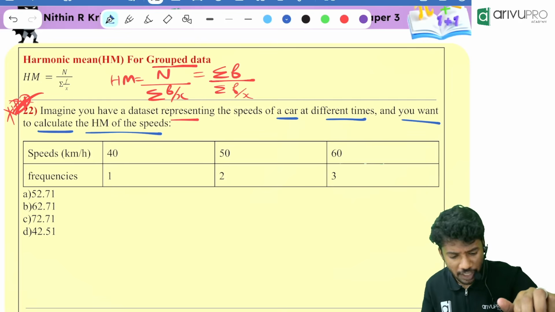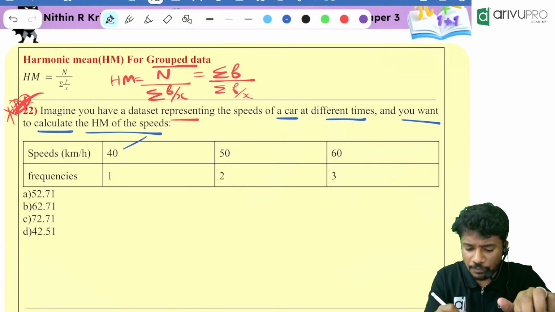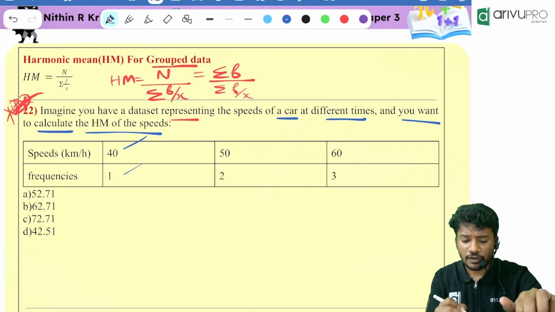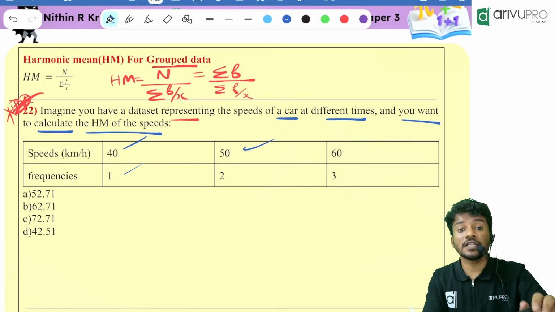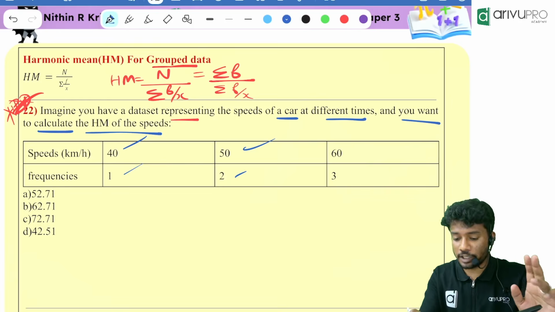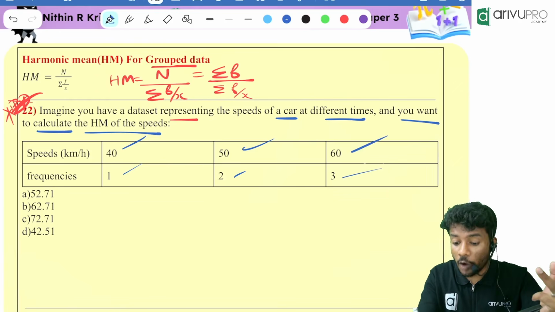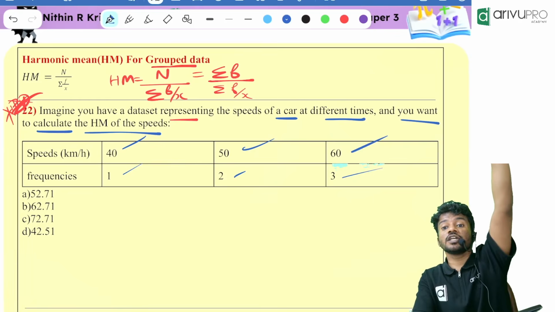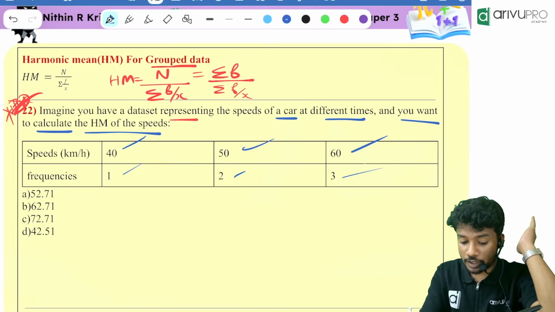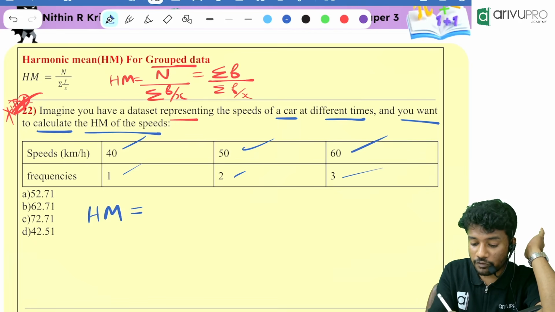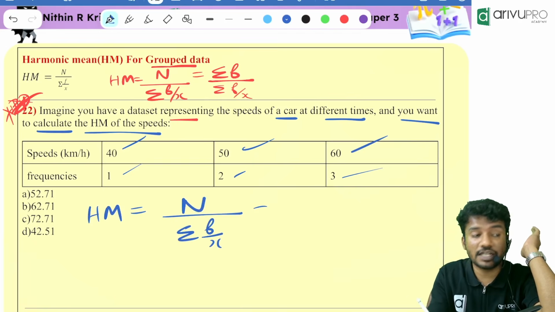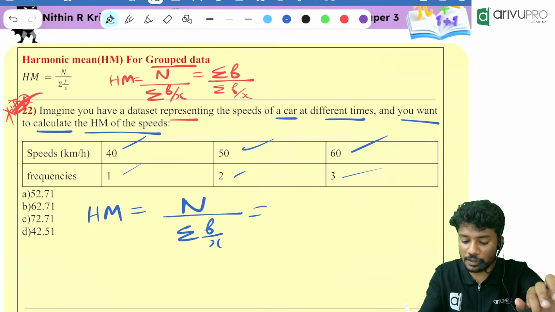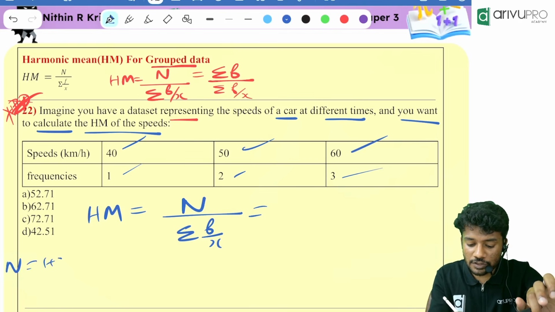That is the question. Now people, look here. Speeds are given. Speed is 40. Frequency: how many times is the car at 40 km per hour? One time. Then speed is 50 km per hour. How many times? Two times. Then 60 km per hour. How many times did he reach 60 km per hour? 3 times he reached 60 km per hour. People, we need to find HM. What is the HM formula? N divided by sigma F by X whenever it is grouped. N is what, people? N is nothing but 1 plus 2 plus 3, or sigma F is how much? That is equal to 6.